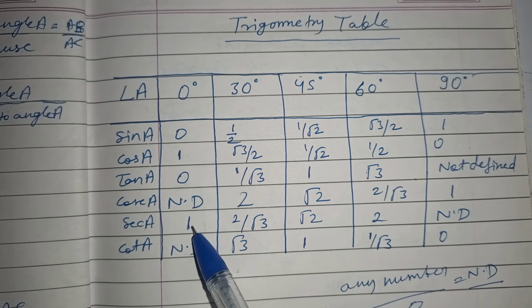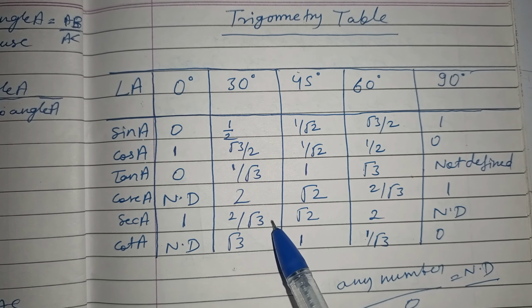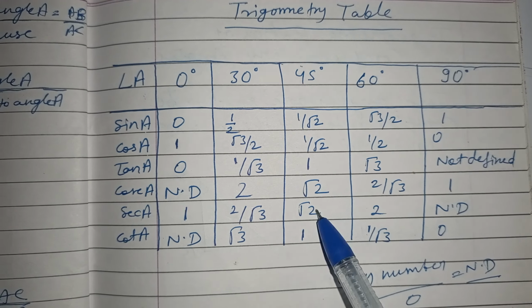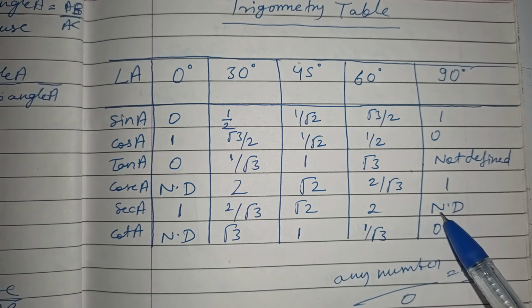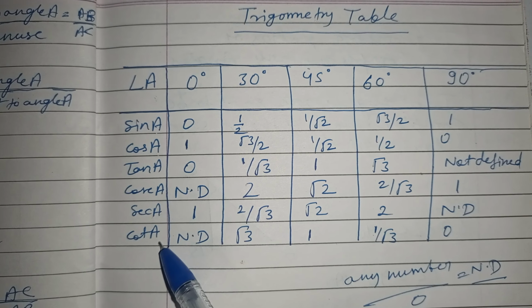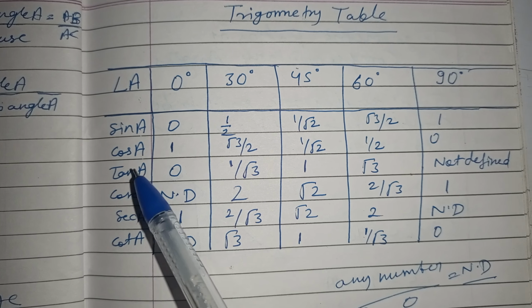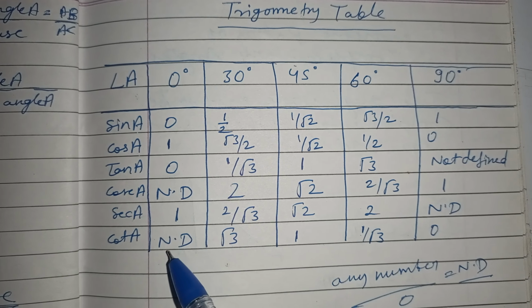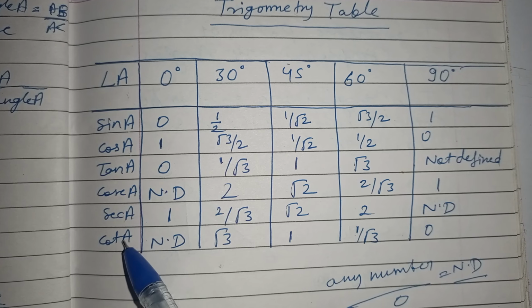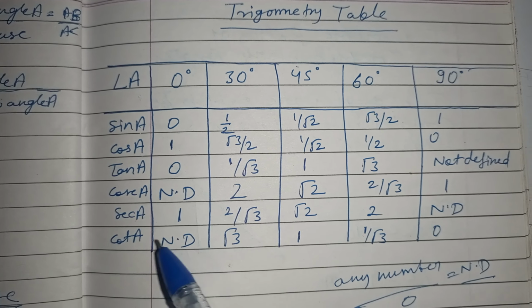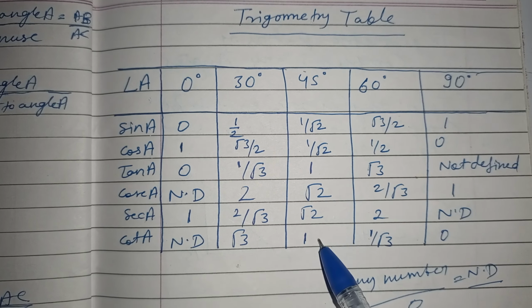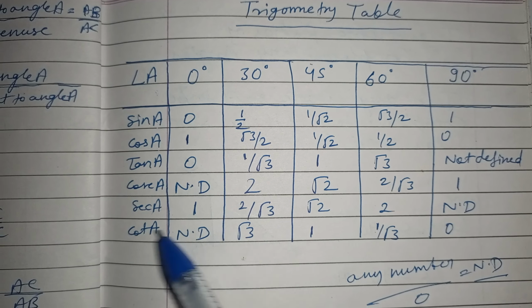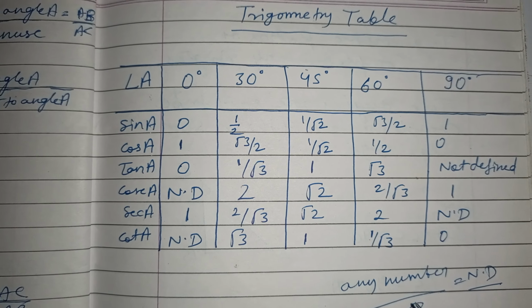Sec 0 degree will be 1, sec 30 will be root 2 by root 3, sec 45 will be root 2, sec 60 will be 2, and sec 90 will be not defined. If we talk about cot A, it will again be the opposite of tan A, or the reciprocal of tan A, which is not defined. Cot 30 will be root 3, cot 45 will be 1, cot 60 will be 1 by root 3, and cot 90 will be 0.